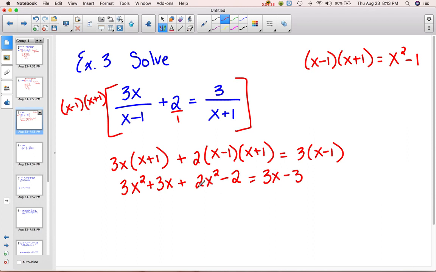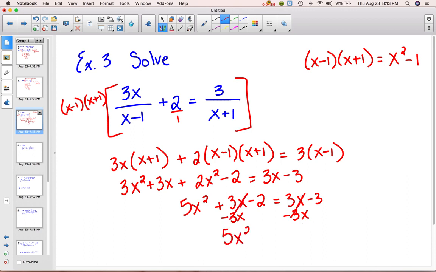Now I'm going to combine like terms. So I have 5x squared plus 3x minus 2 equals 3x minus 3. I can subtract 3x from both sides, so notice that my x terms cancel out. I'm left with 5x squared equals, if I add 2, I get negative 1. X squared equals negative 1/5.